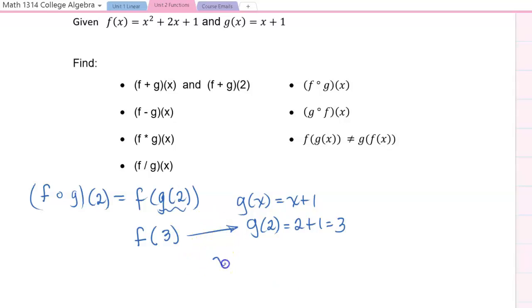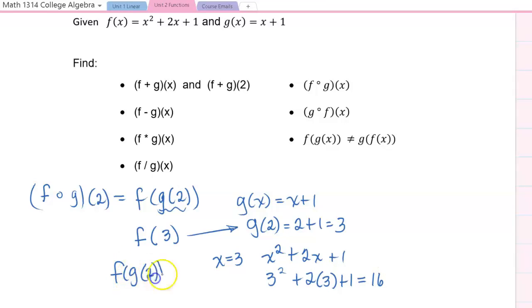So we substitute 3 for x in x squared plus 2x plus 1, and we get 3 squared plus 2 times 3 plus 1, which is 9 plus 6 plus 1, which is 16. We have found that f of g of 2 is equal to 16. We did not have to worry about ranges and domains in this problem, as both the quadratic and linear functions have both domain and range as negative infinity to positive infinity.